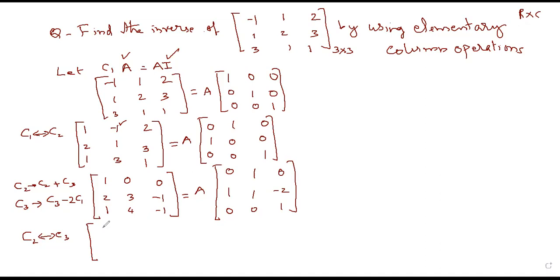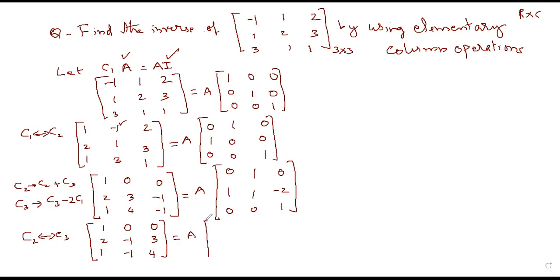We are changing the second and third column. First column as it is, 1, 0, 0. Third column will become second column, 0, minus 1, minus 1, and second column will become third column, 0, 3, 4. Now if we multiply the second column by minus 1, it will become 1. That's why it becomes easy.